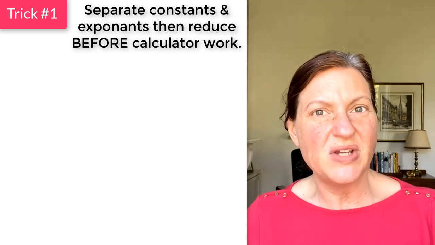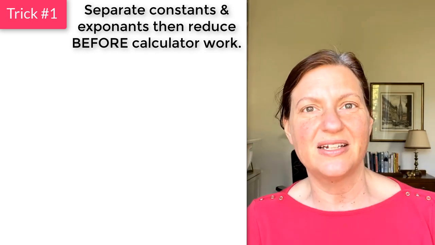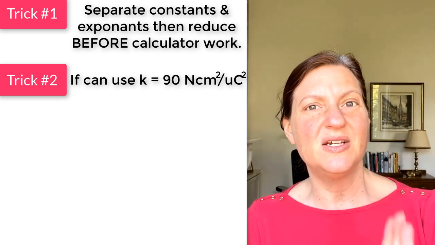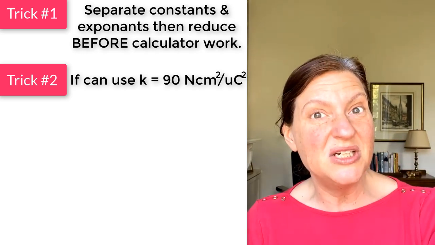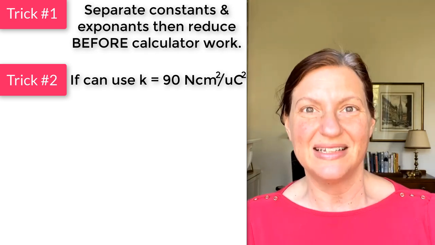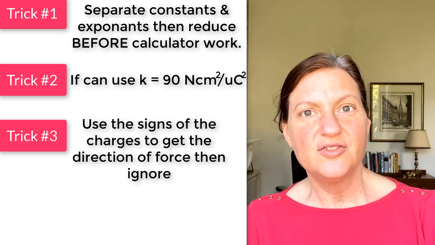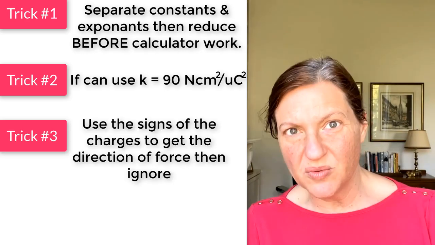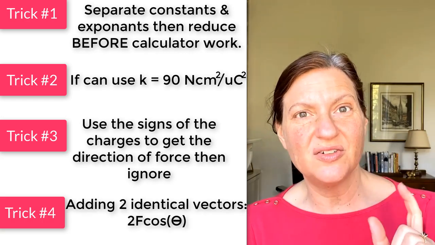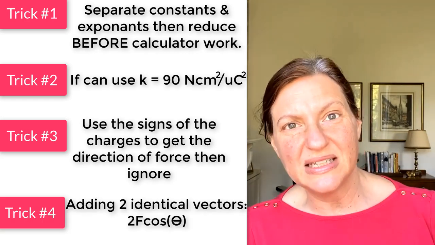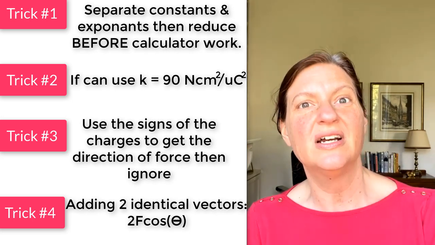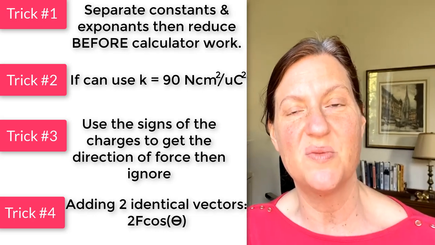To review, my tricks are: 1, separate out all the constants and the exponents and cancel out as much as you can before you use the calculator. 2, when you can, use k equals 90 newton centimeters squared per microcoulomb squared instead of 9 times 10 to the ninth. 3, draw the force vectors and then don't worry about the signs of the charges. 4, if you're adding two identical vectors, then the result is in the middle of the two vectors and the value is 2 times the force times the cosine of the half angle between them.